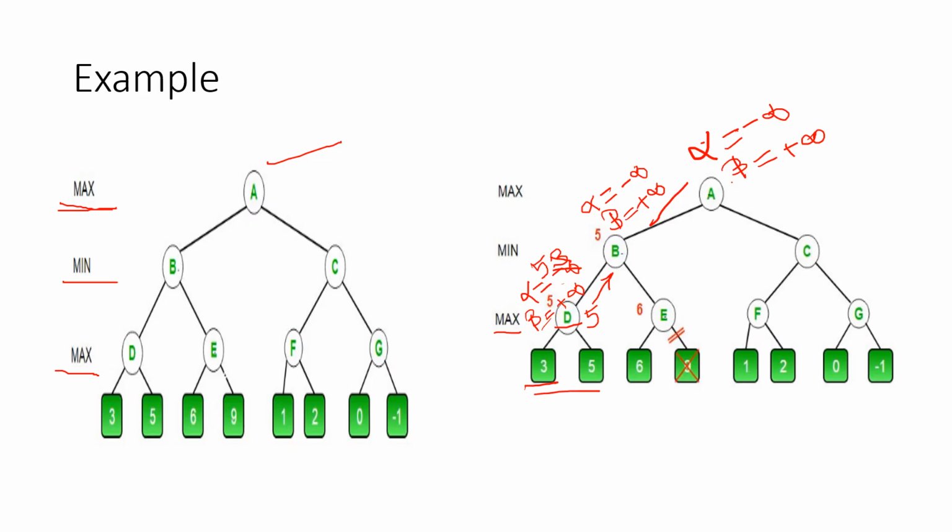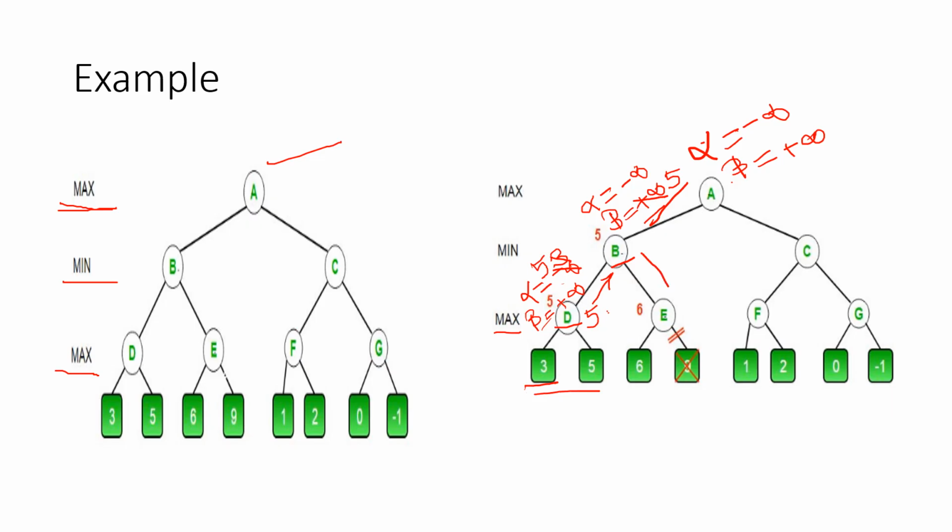So here B is a min node. A min node means it will update beta. It will not update alpha. So the beta value is plus infinity. So it will compare plus infinity and the minimax value, that is 5. So 5 or plus infinity, which one is minimum? 5 is minimum. So instead of plus infinity, it will become 5. And this alpha beta value will go downwards.